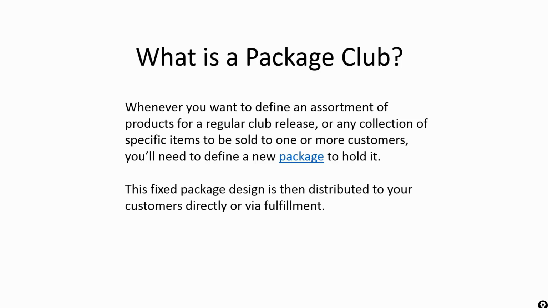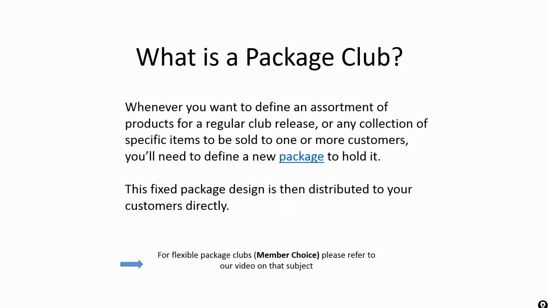Now, what is a package club? We at Active Club have three different kinds of club types: a package club, a selection club, and a placeholder club. A package club is the easiest one. It is a fixed package design, and you put your product assortment into the package, and then that is sent to your customers directly or via fulfillment. We have another video on the subject of flexible package clubs, member choice, if you like.